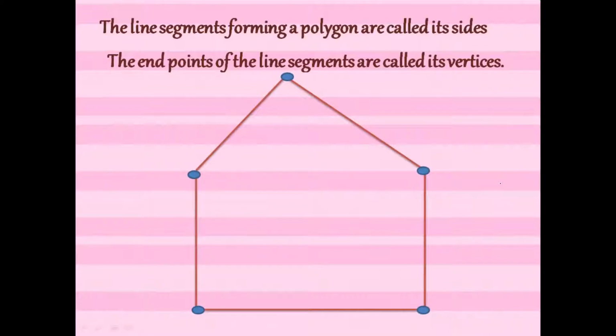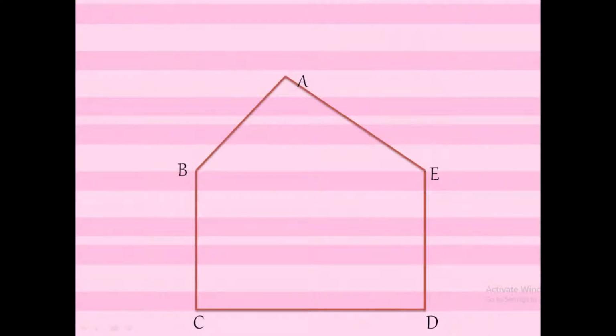We can mark the vertices like this. And we can name the vertices too. Here I have named the vertices A, B, C, D, E. So we can call this polygon ABCDE. Just look at the sides AB and AE. These two are nearby sides, right? So we can call these two sides adjacent sides.